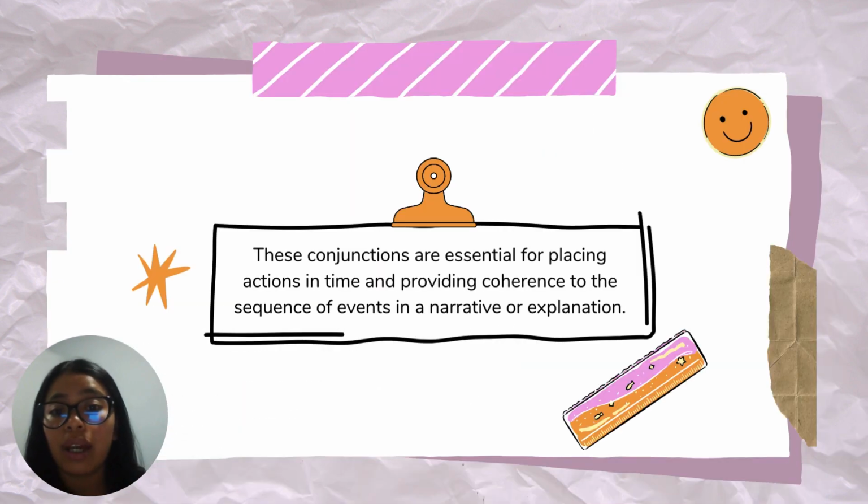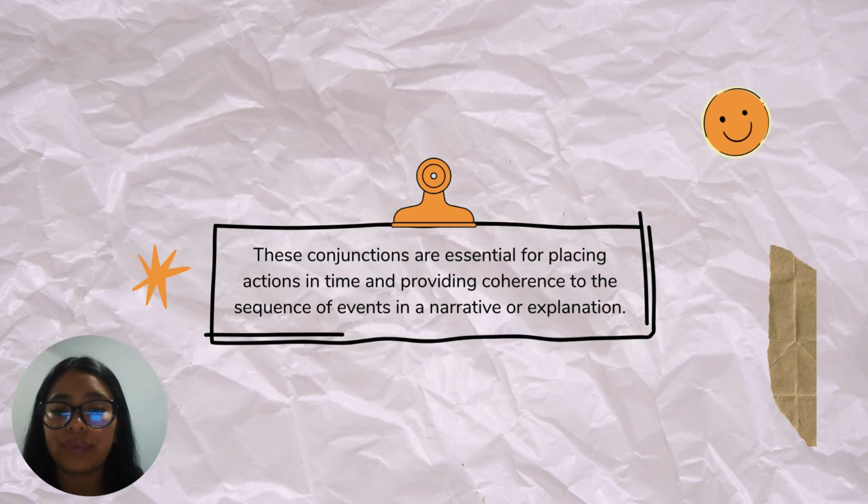These conjunctions are essential for placing actions in time and provide coherence to the sequence of events in a narrative explanation.